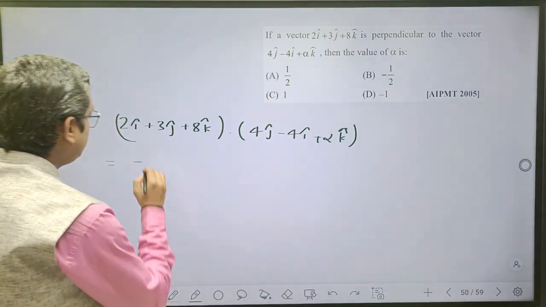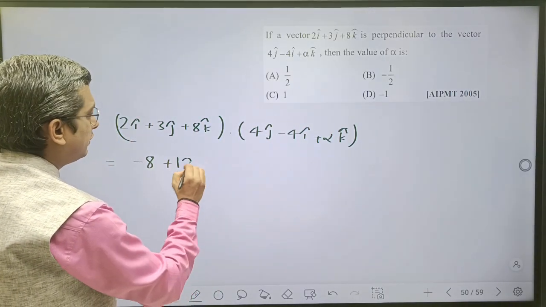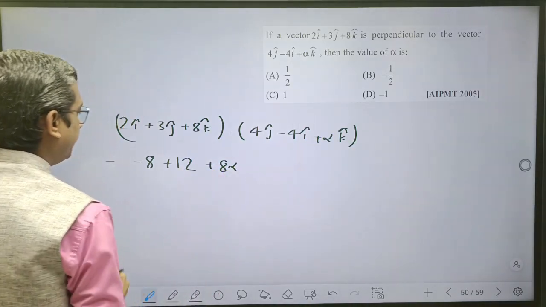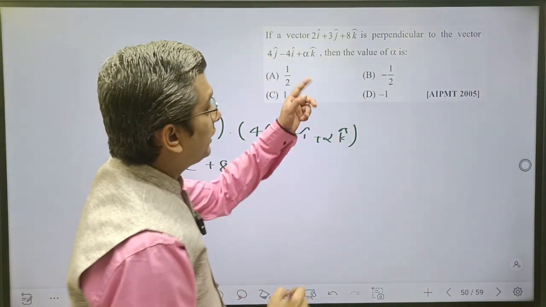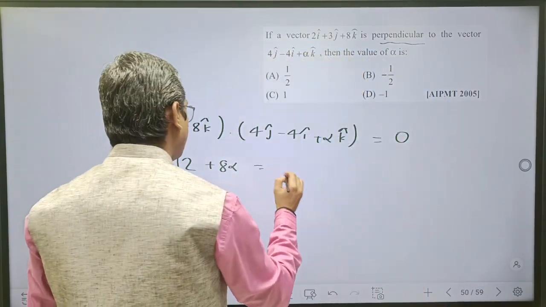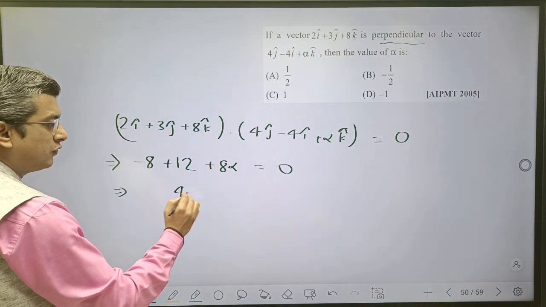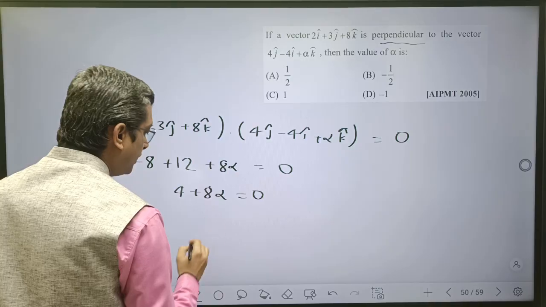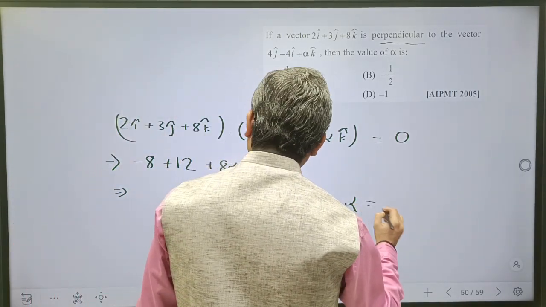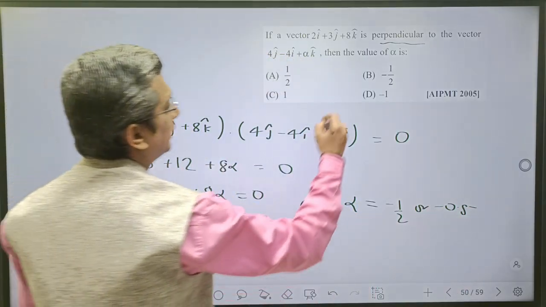The coefficient of j cap is 3 here and 4 there, so this will be 12. Here the k cap coefficient is 8 and the other k cap coefficient is alpha. It is given that the vectors are perpendicular, so their dot product must be equal to 0. So minus 8 plus 12 is 4, plus 8 alpha is equal to 0. It means that 8 alpha is equal to minus 4. So what does it indicate? Alpha is minus 1 by 2, or minus 0.5. So minus 1 by 2 is the correct answer.